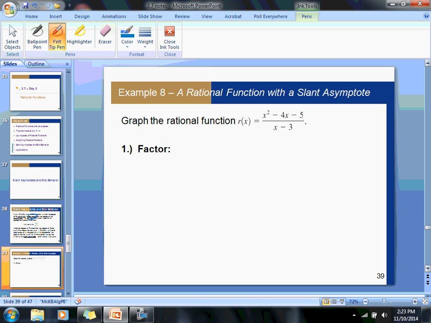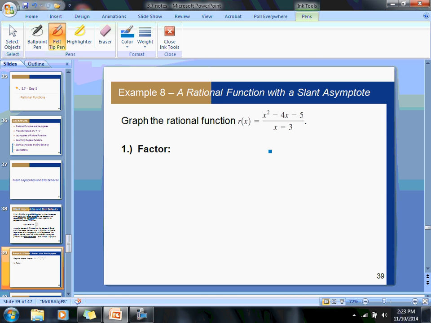So if we look at our example here, our numerator is x squared and our denominator is x. So that's going to tell you that yes, there's 1 degree difference in our numerator to our denominator. So that means we are going to have a slant asymptote. And it also tells us a couple other things. But first, let's do this first step.